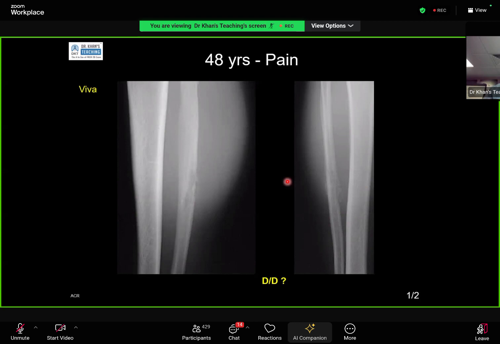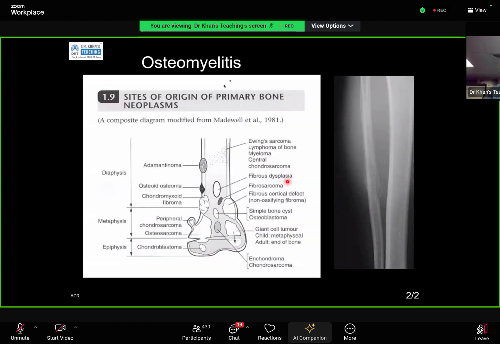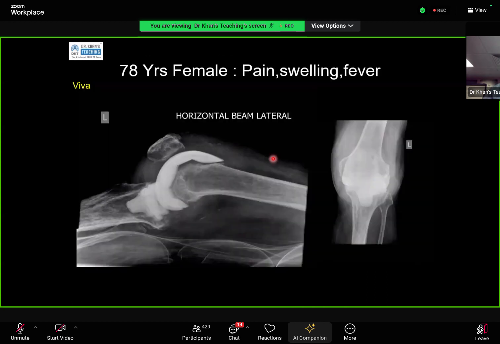There are other tumors which can happen. This is a sweeping differential from your book. There are other tumors which can happen here. And by the way, osteosarcomas even happen. Diaphyseal osteosarcomas can happen. Yes. But that is what this case was.